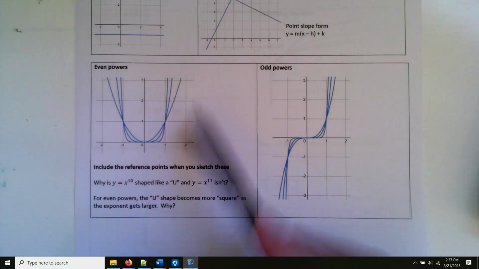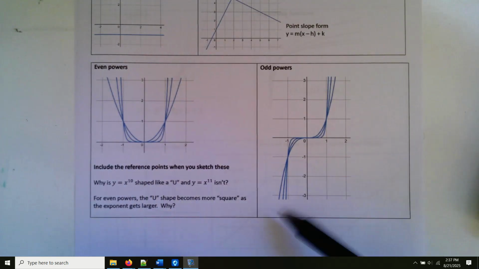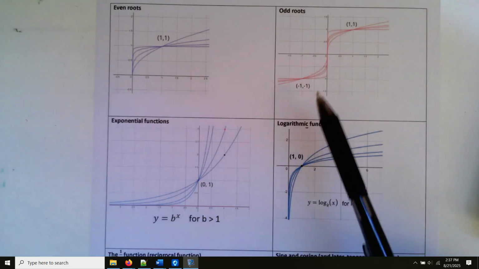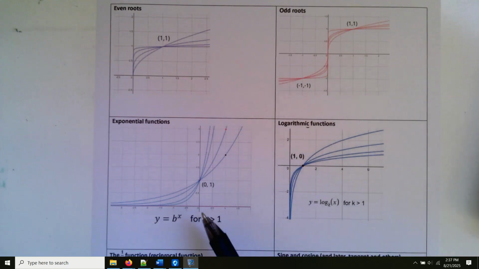X squared is shaped like a U, so is x to the fourth. This could be x cubed or x to the seventh. This could be square root or fourth root. These could be third root or seventh root. These are exponential functions, 2 to the x, 10 to the x. Some people are less familiar with logs, and we'll come to those in a couple of days when we do inverses.